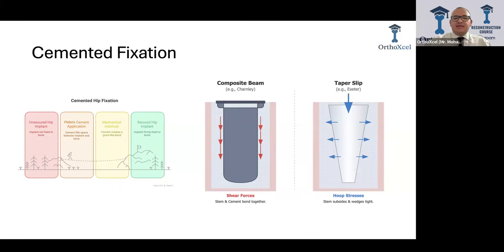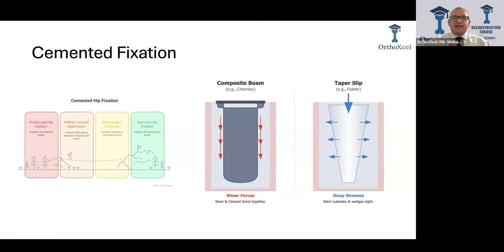The taper slip goes with the idea of hoop stresses. All you need for the taper slip is to put your implant in. You don't aim for this implant to be stuck like a composite, but it should be very polished, very smooth, to allow the implant to go for a controlled subsidence. So we aim for our implant to subside in a controlled way inside the cement, and when it starts to subside with weight bearing, it applies hoop stresses over the tube around it.